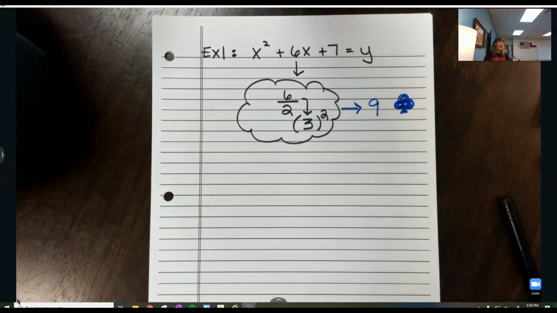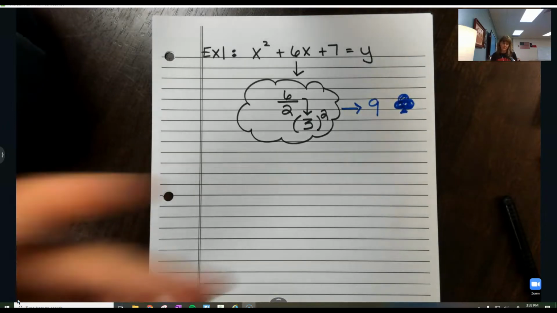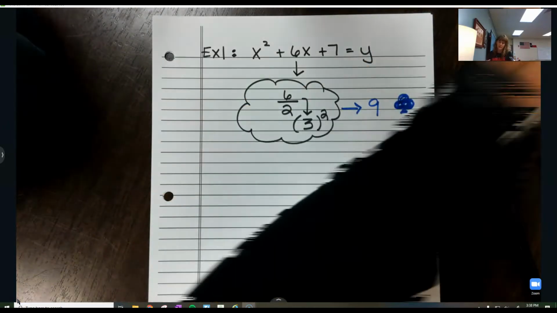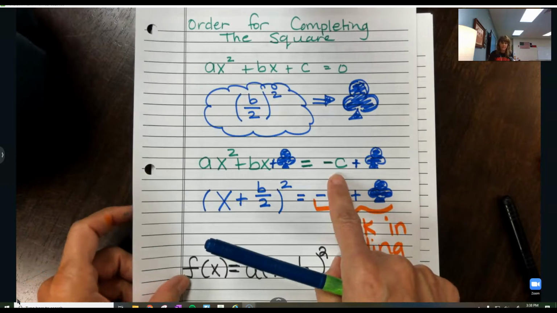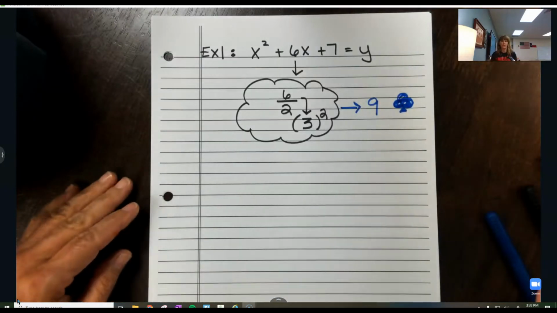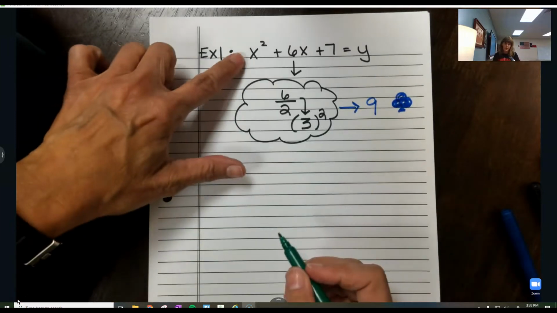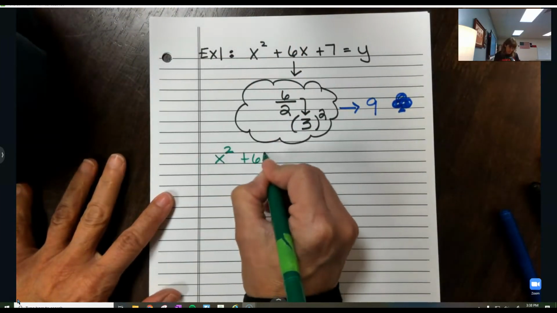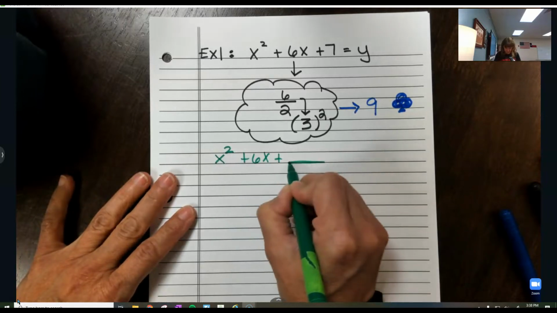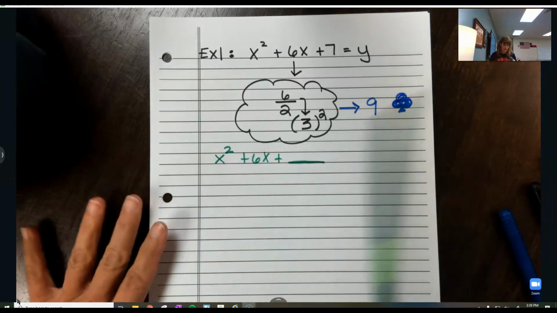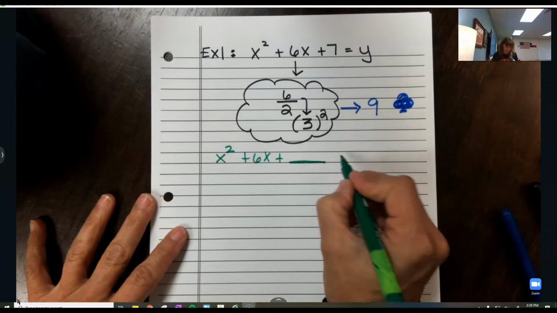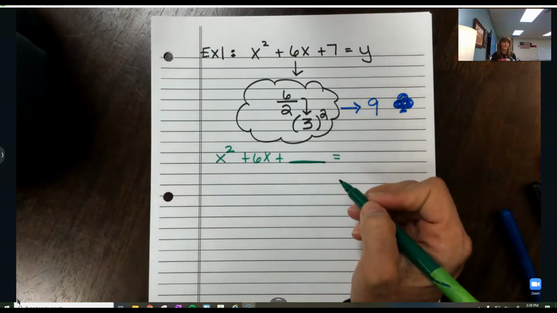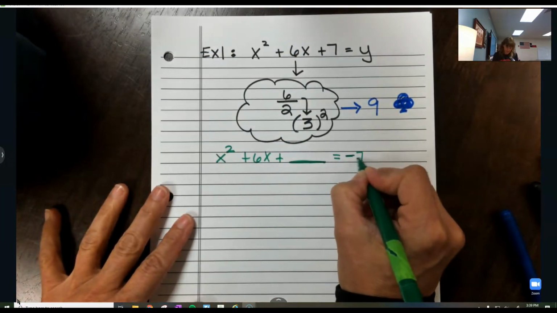So now that we have that 9, we're going to put it into the equation, but I can't put it into the equation because this is in the way. So remember, what we're going to do is we're going to move that positive c over. Got to get rid of it. It has no place over there on that side of the equal sign. So I'm going to recopy my x squared. I'm going to recopy my 6x. And then there's a spot right there. I saved a spot for that 9. 7, goodbye. Going to the other side, it's negative.